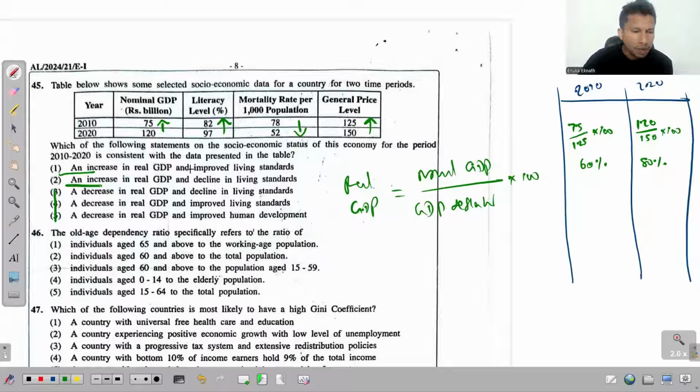And look at the next part. In the first option, it says improved living standard. And in the second option, it says decline in living standards.